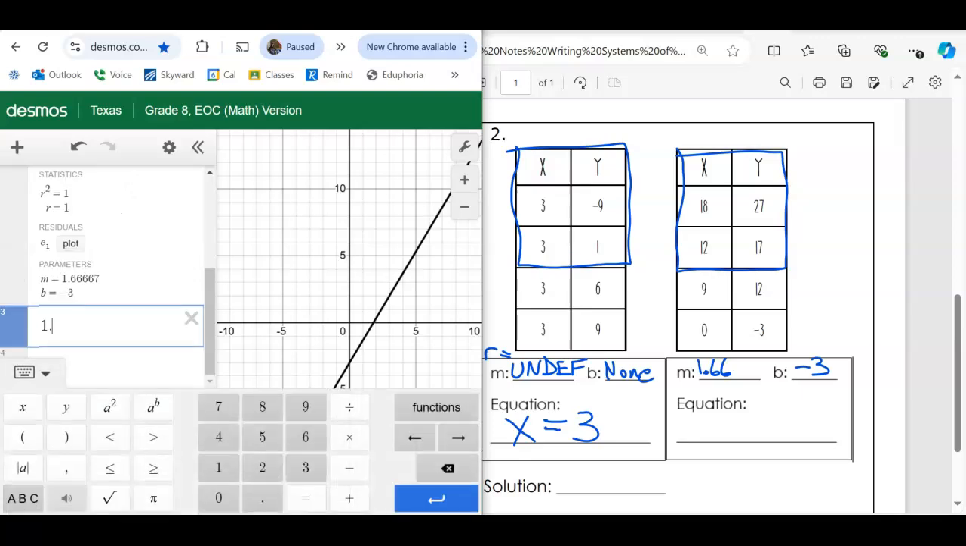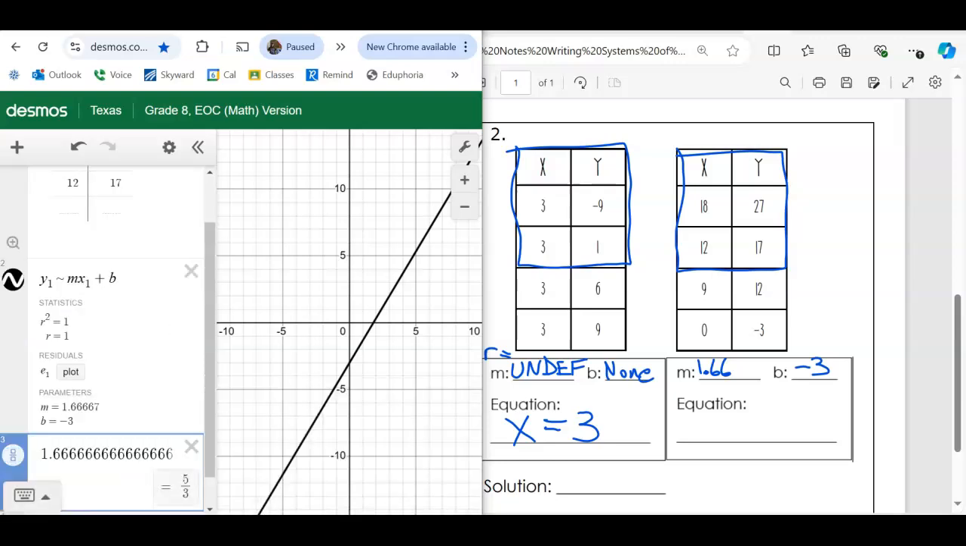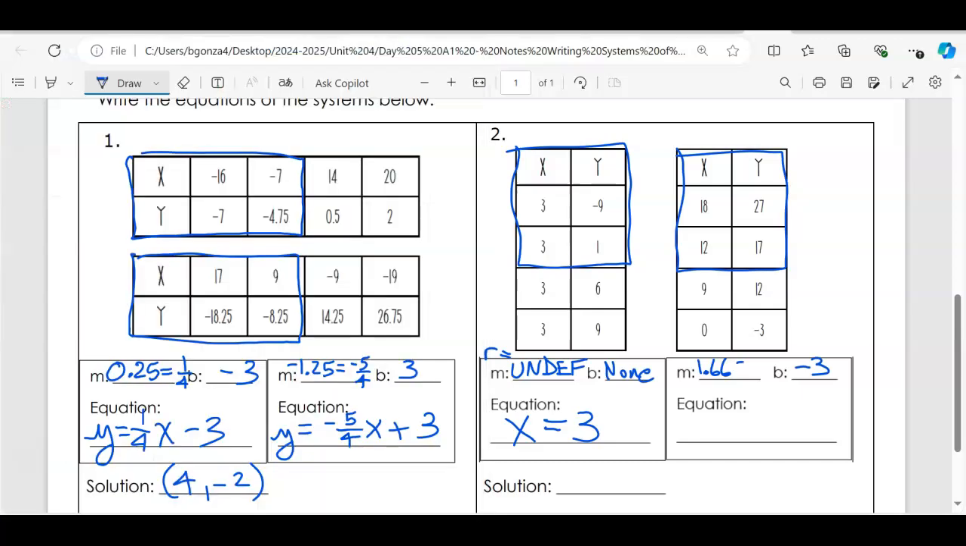If you type 1.666, I know there's a fraction bar there, but you got to keep typing it till it goes away and keep typing it till it comes back. That's a lot of 6s. But if it's 1 point, lots of 6s, you click the fraction bar, and now it'll give you the right fraction, 5/3. Okay? So 1.6 repeating is 5 over 3. That's the most accurate fraction. So y equals mx plus b, 5 over 3x minus 3. Cool.